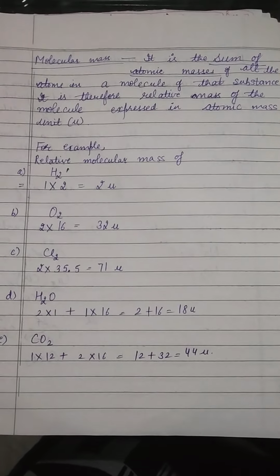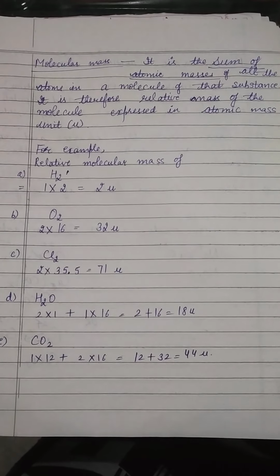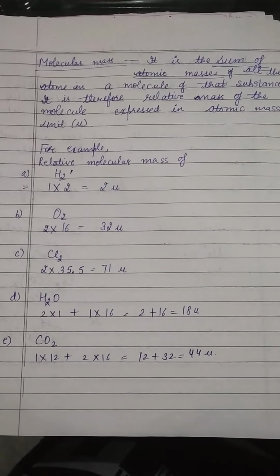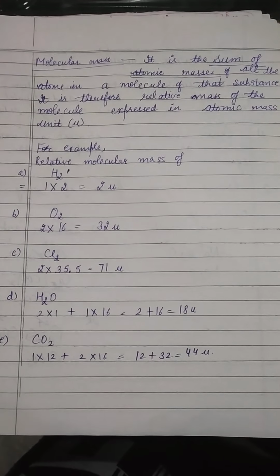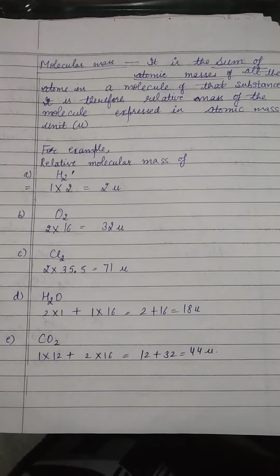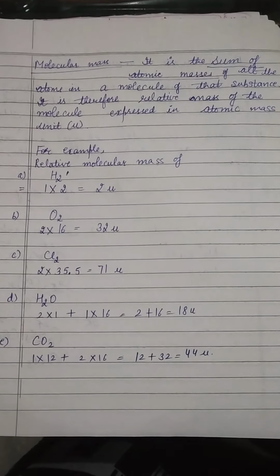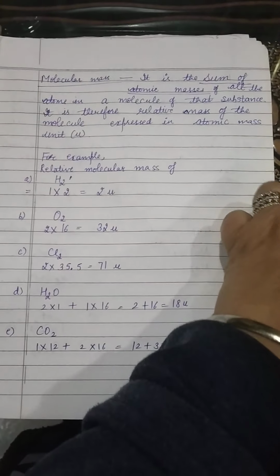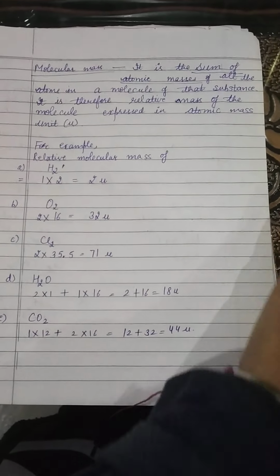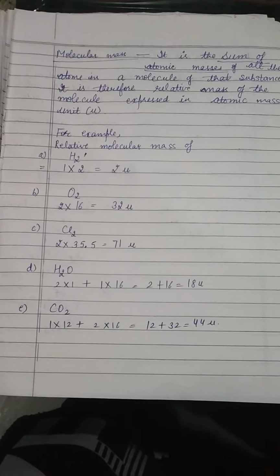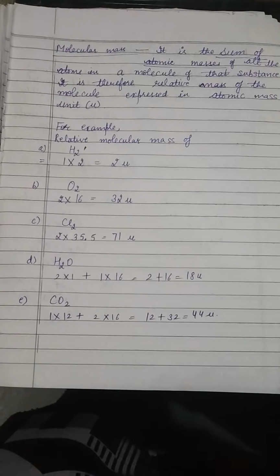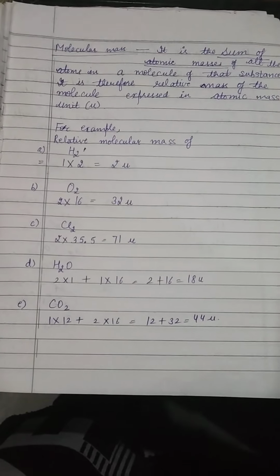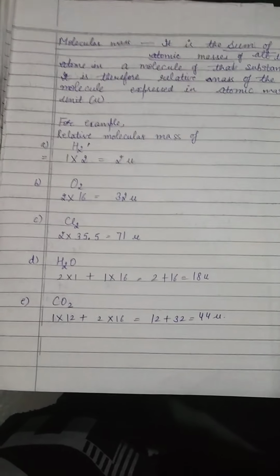atoms. It is therefore relative mass of the molecule expressed in atomic mass unit, which was firstly written as AMU, but now it is written as U. You have come across the table of atomic masses of all the important elements during bridge course. By taking the help from that table, now we will solve numericals based on molecular masses.